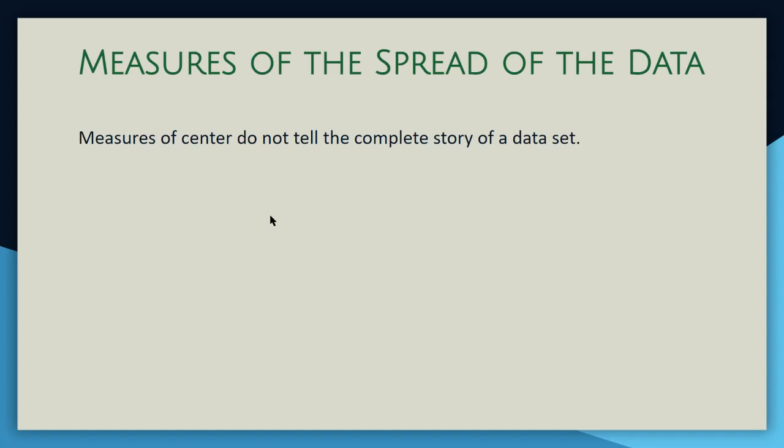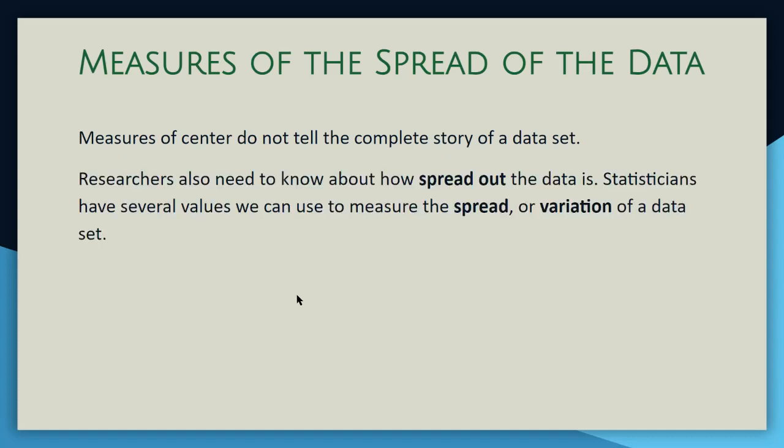Measures of center, mean, median, mode, do not tell the complete story of a set of data. It's possible for several sets of data to have the same measure of center, but not have the same shaped histogram. Researchers also need to know about how spread out the data is. Statisticians have several ways that we can measure that spread outness or the variation in the data.